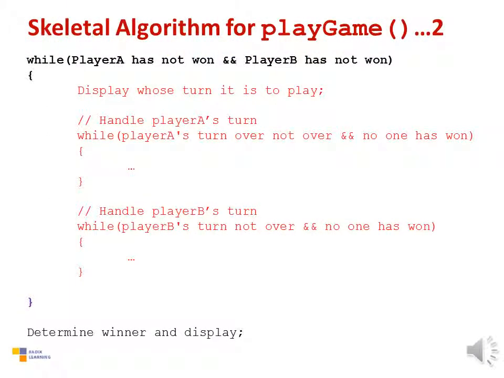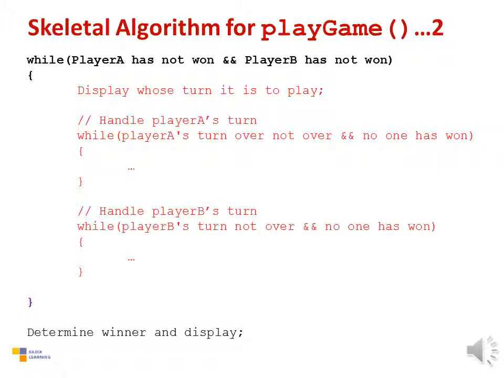Inside the main while loop of playGame, the tasks are to display whose turn it is to play, handle player A's turn, handle player B's turn. So the first thing we do on entering the main while loop is display whose turn it is to play. Handling player A's turn is written as while player A's turn not over and no one has won. In a similar manner, handling player B's turn is written as while player B's turn not over and no one has won.